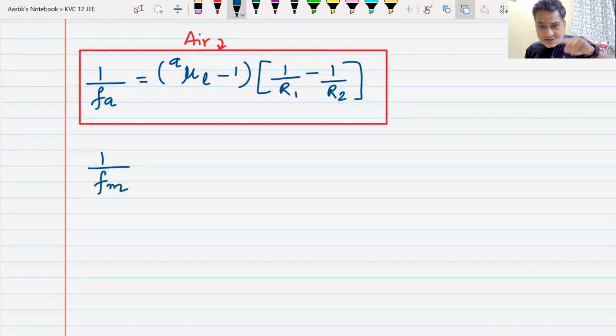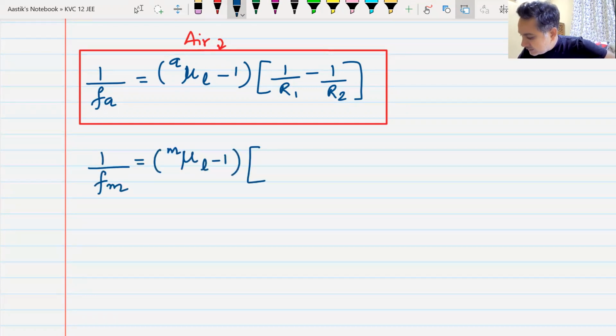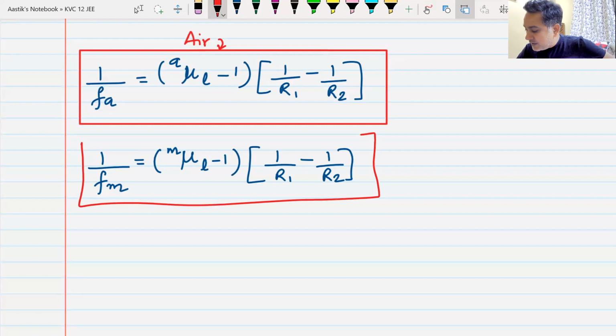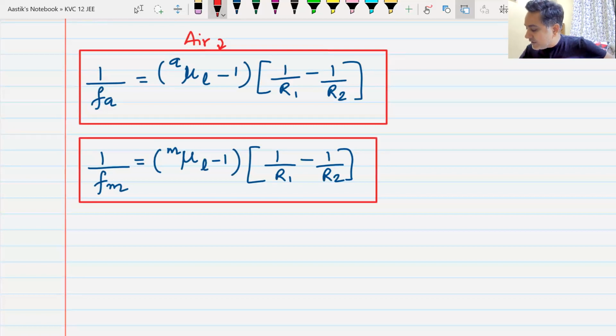1 by Fm, the focal length in the medium, surrounded by the medium, in fact, will be equal to mu of the lens with respect to the medium minus 1. This thing remains the same, 1 by R1 minus 1 by R2. These small things, if you remember, are going to make a hell of a difference in your final result.